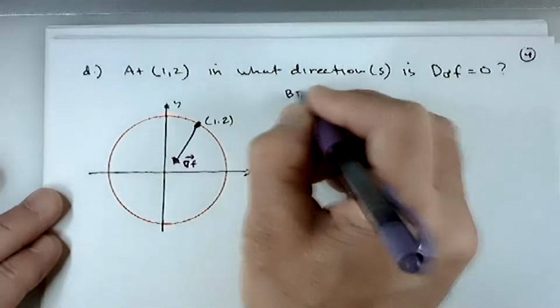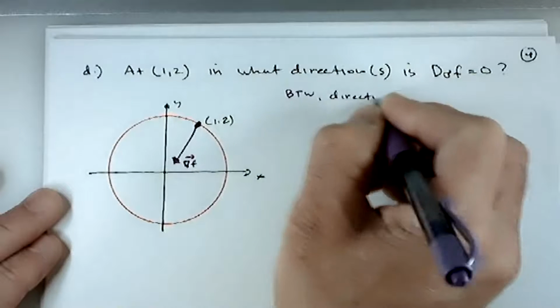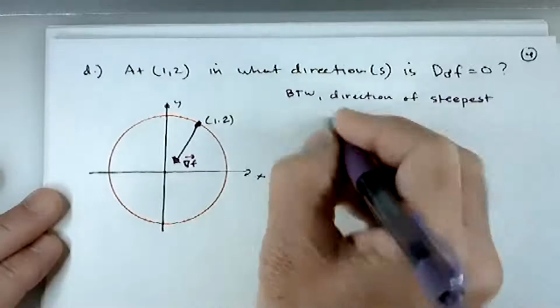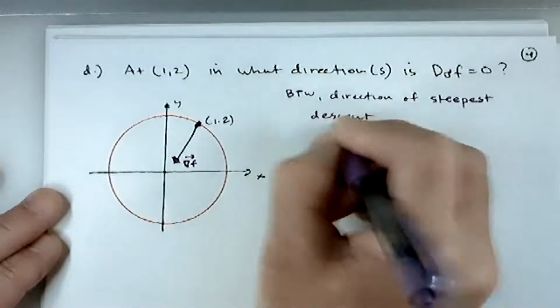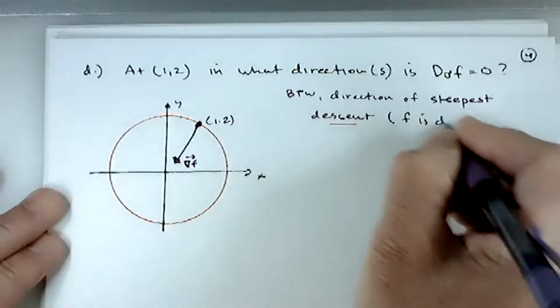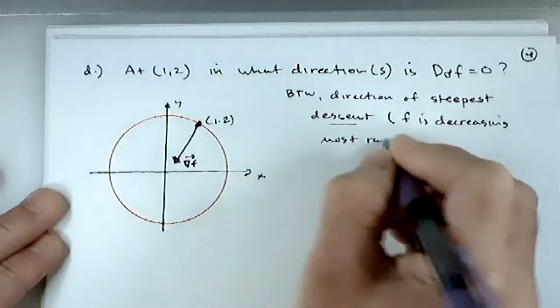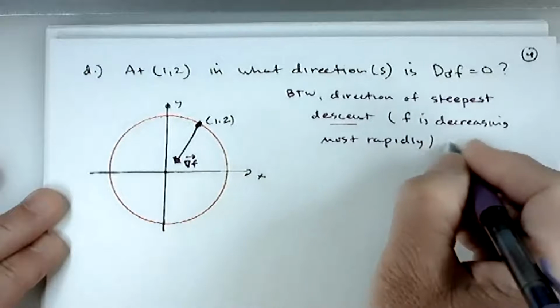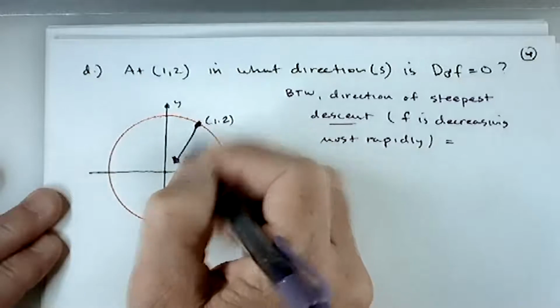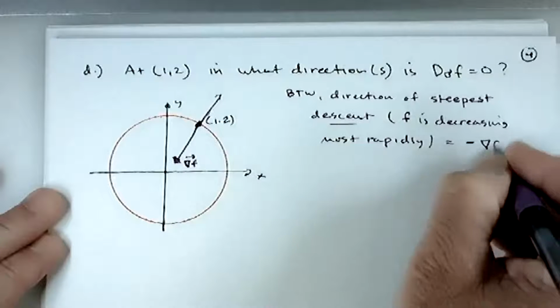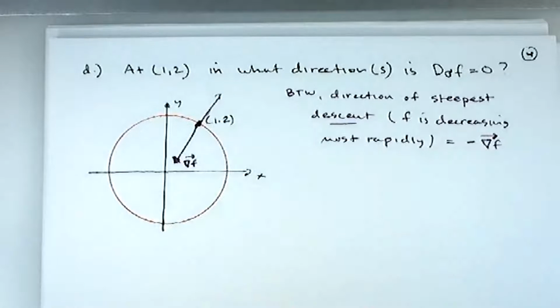Direction of steepest descent, meaning you're going downhill. Another way to say that is f is decreasing most rapidly. Well, that makes sense. If this is the steepest incline, right? Your steepest decline would just be the opposite direction. That's going to be in the direction opposite of your gradient, the negative. Just turn around, right? If you want to go downhill in the fastest way, just turn around.